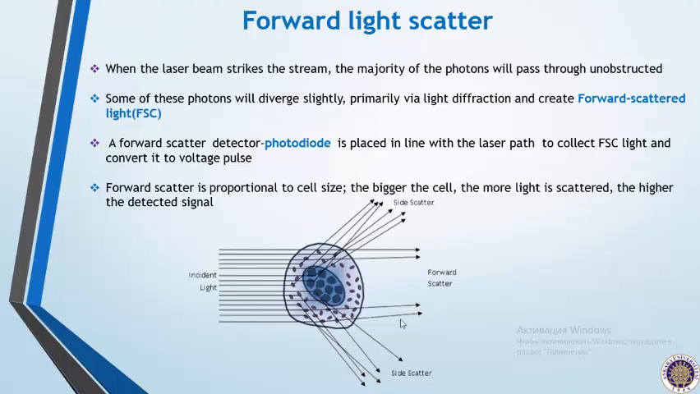And since the scatter angle is quite small, in order to detect them, the photodiode is placed in line with the laser path to collect forward light scatter and convert it to voltage pulse. Forward scatter can be used as a measure of the cell size. It means that the bigger the cell, the more light is scattered and the higher is the amplitude of the forward light scatter.